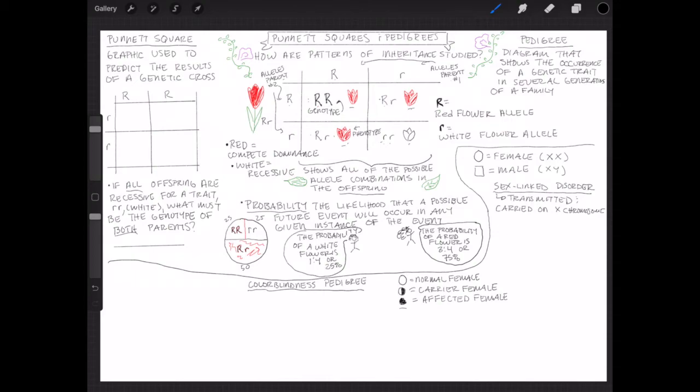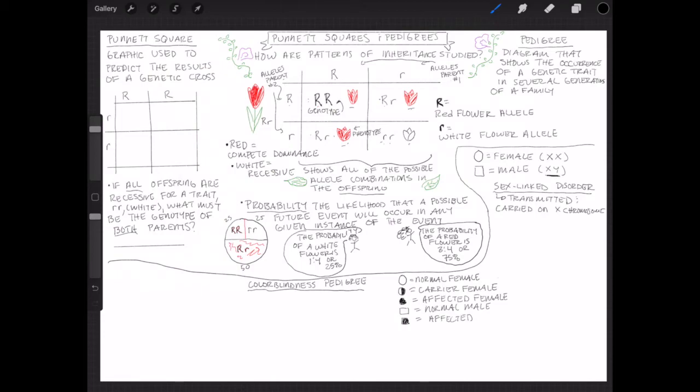If I have an open square, that is a normal male. And if I have a colored in square, I have an affected male. Right away when you looked at this, did you notice that there are no carrier males? That's because males only have one X chromosome, as we see over here, so when they inherit the trait, they always exhibit the trait.